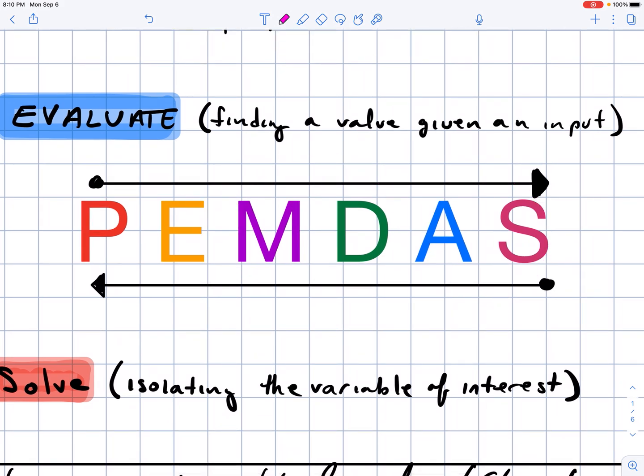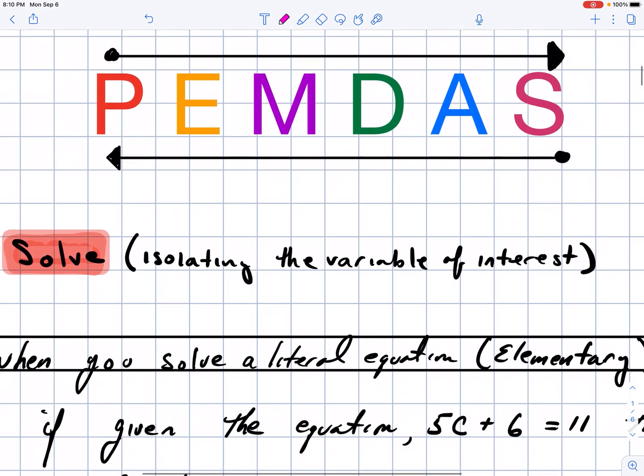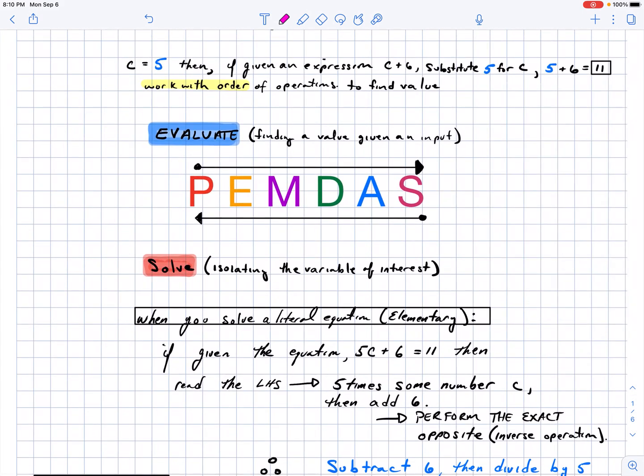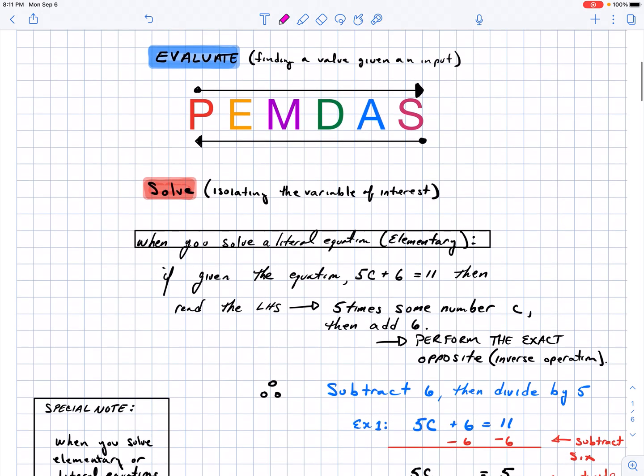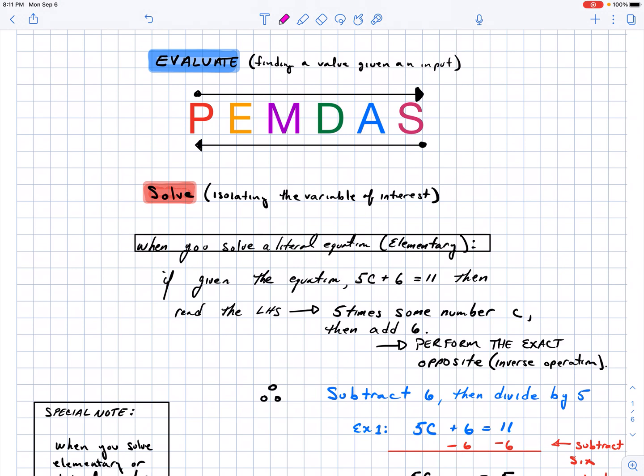So just as a little reminder, when we generally solve a literal equation, you're going to work in reverse order of operations, or reverse PEMDAS. Try to get rid of the addition and subtractions before the multiplication and divisions, the exponents and parentheses. There are certain little things you can do to change things, but try to start off in this order, and hopefully you'll see what I mean. So when you solve a literal equation, an elementary equation, this is just a basic idea.